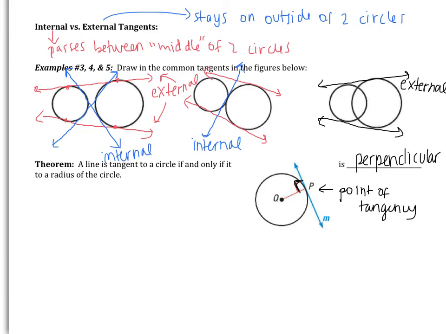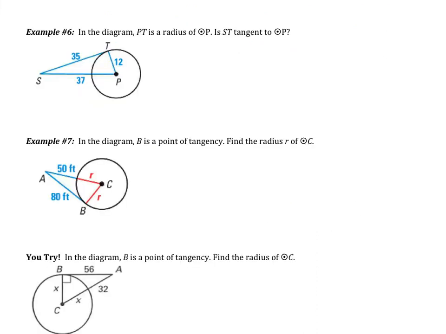So the way that we're going to see this a lot of times is we're going to be given a figure and it's going to say, is this line tangent? And we're going to have to see, is there a right angle? So let's look at what that looks like. Okay, so example number 6 is what I just explained. It says, in the diagram, PT is a radius of circle P. Is ST tangent to circle P? By the previous theorem, ST will be tangent if this is a right angle. So I need to determine, is that going to be a right angle?